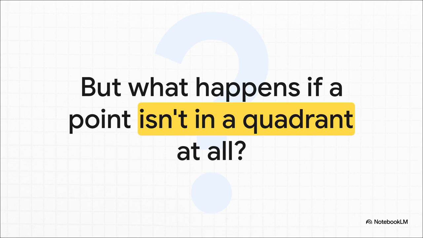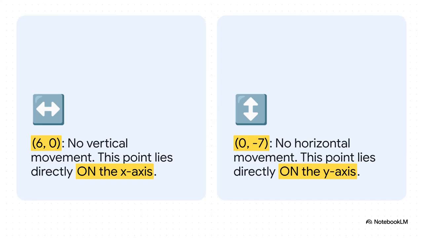But what happens if a point is kind of a rebel? What if it's not actually in a quadrant, but it's living life right on the edge, on one of the axes themselves? Well, that's what happens anytime you have a 0 in your coordinates. Take a look at 6, 0. You move 6 units right, and then 0 units up or down. You're just parked right there on the x-axis.